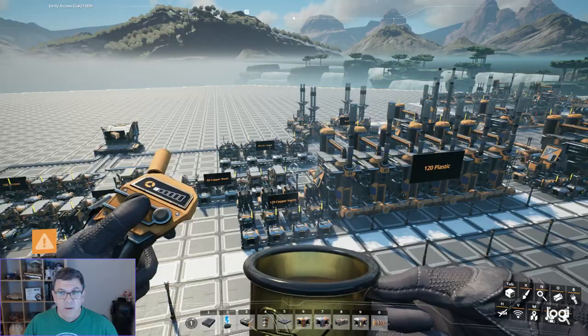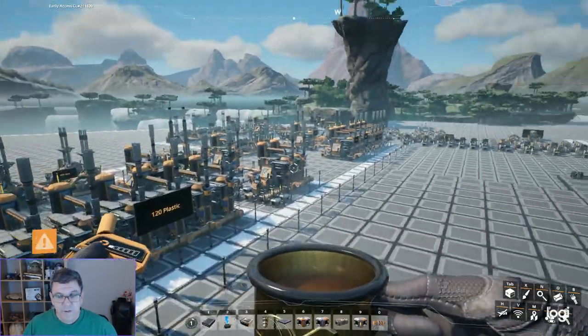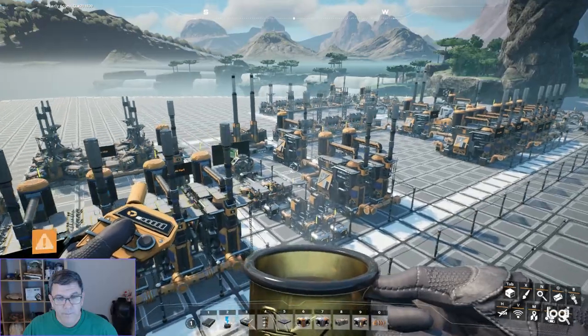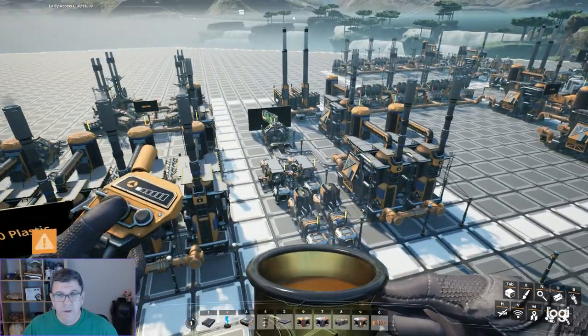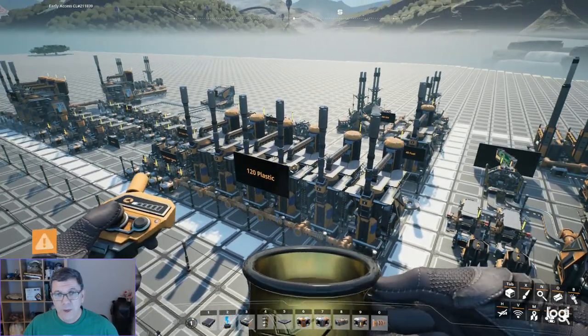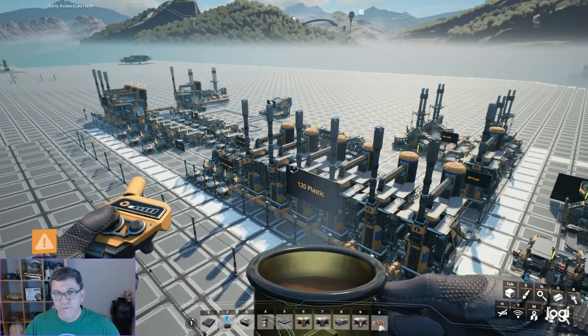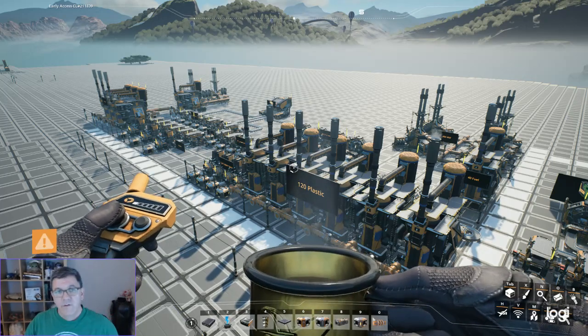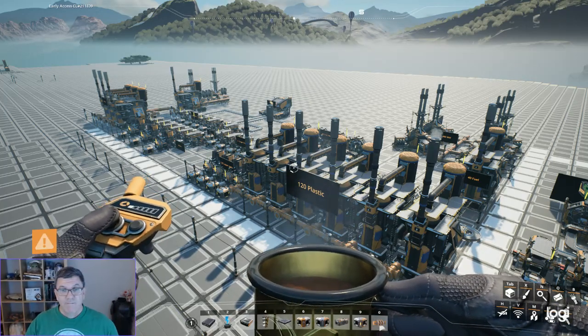Let me see if I can get a better shot of this. That's a circuit board factory right there. That's one circuit board factory, but we have the equivalent of 4 circuit board factories on this side, and then everything else is on the other side. And that's it.